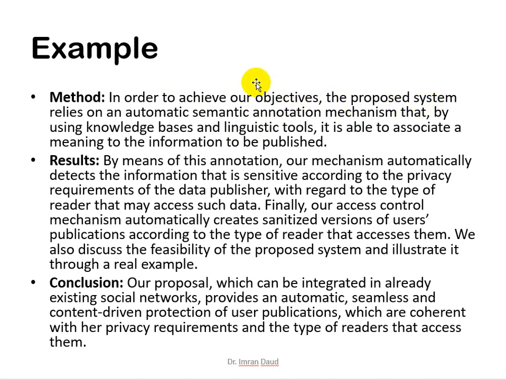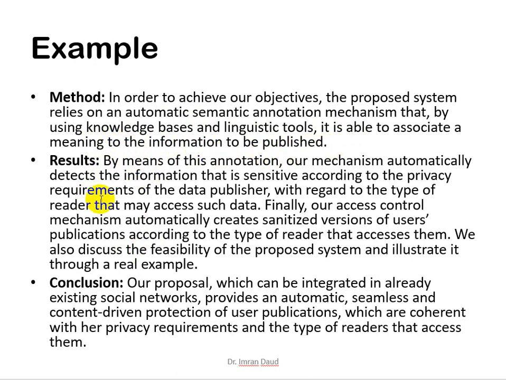The proposed system, you see, he is relating it with the previous one, the objective. The proposed system relies on an automatic semantic annotation mechanism. So the solution relies on automatic semantic annotation by using a knowledge base and linguistic tools. These are the things that he will be using in his method, to be able to associate meaning to the information to be published.